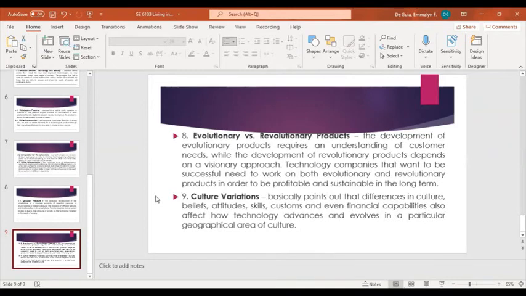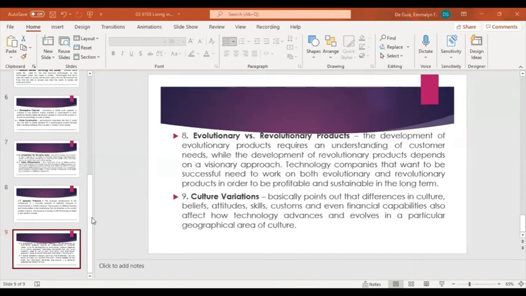If that particular culture can afford this type of gadget or technology, the company could also offer that high-end technology. If there is a certain group of people who cannot afford that much, then the company can also develop a digital product that is affordable for the masses. So it depends on the culture. That's why we have culture variations, because it depends on the customs, the attitudes, even the financial capabilities of that certain group of people, or even communities, regions, or a nation.